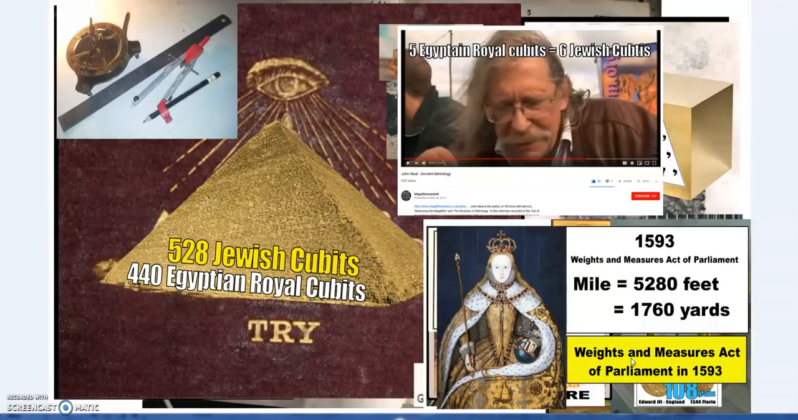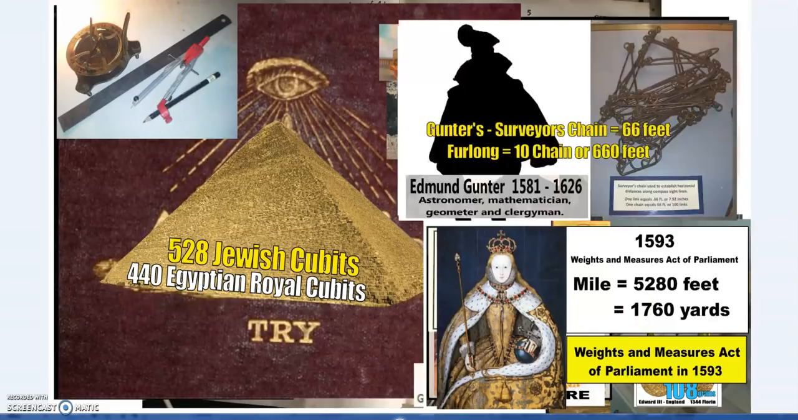Now we need to skip forward to 1593, Queen Elizabeth I, who John Dee, Gunther, Francis Bacon, Shakespeare, just so much going on around that time. Very, very hermetic. Now, Edmund Gunther, astronomer, mathematician, geometer, and clergyman, was the guy who was behind this redescription of this, how we get the mile as it is described now. He also brought up the Gunther's chain. Recent episodes in regards to this went into that a lot. But 1 furlong is 10 Gunther's chain, or 660 feet. 1 Gunther's or surveyor's chain is 66 feet.